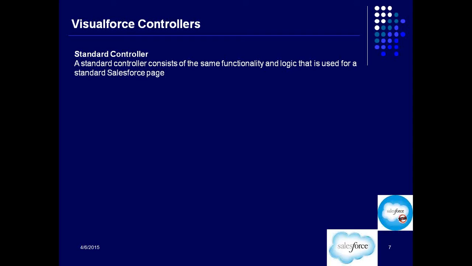So standard controller is what? A set of instructions. Think of it as a program. The standard controller is the program which is used by the standard Salesforce pages. Got it? So that is something which is already there. You don't have to write that program. You just have to call that program and use it. You just have to call that controller and use it. That's it. So standard controller consists of the same functionality and logic that is used for a standard Salesforce page.